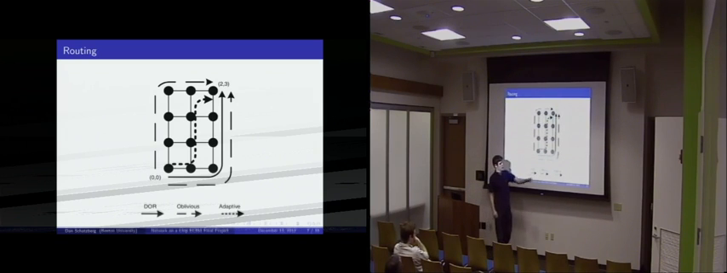Adaptive routing does take into account what the network congestion is. So if I know at this point that this router is congested, I'll route here to avoid it and prevent that.